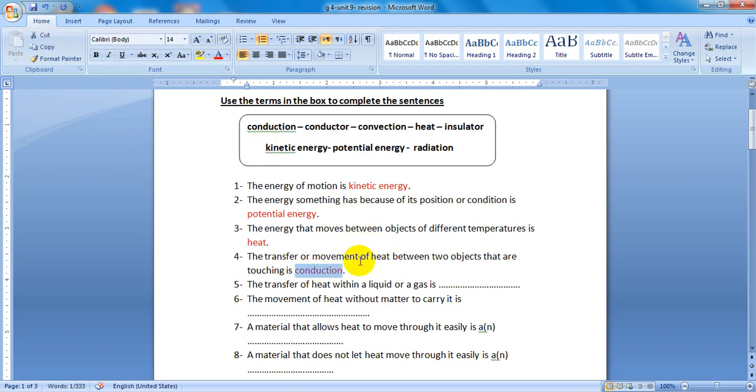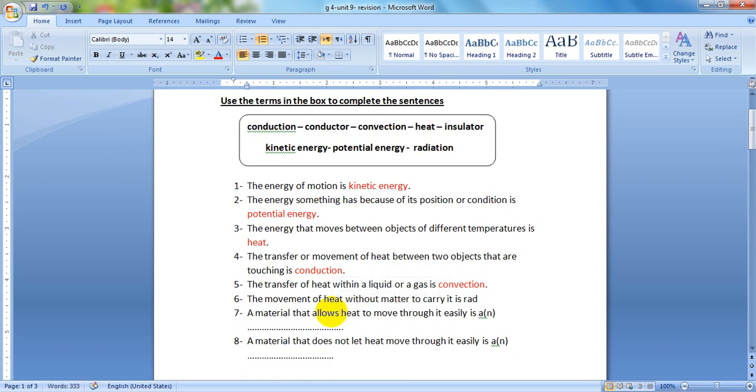Number 5. The transfer of heat within a liquid or a gas. Here, within a liquid or a gas, it's called convection. The next one, the movement of heat without matter to carry it. No solid, no liquid, no gas. No matter is found to carry heat. So it's called radiation.